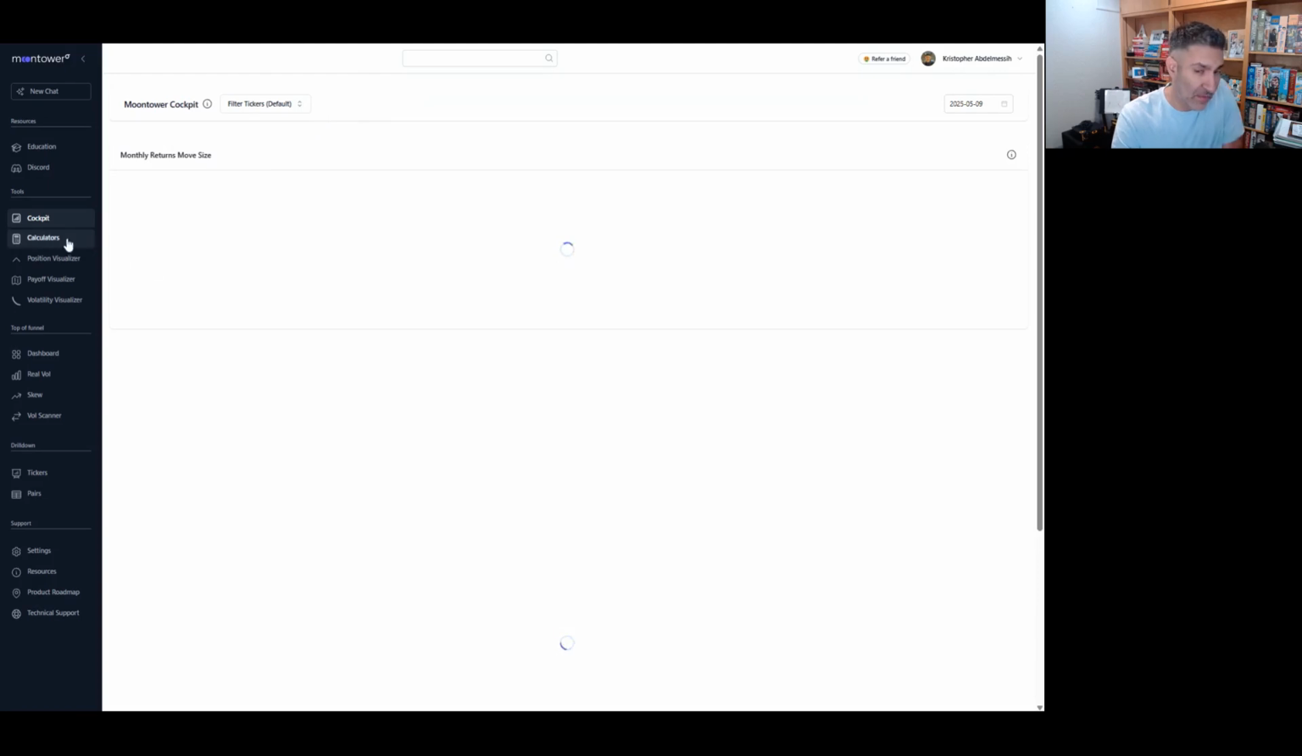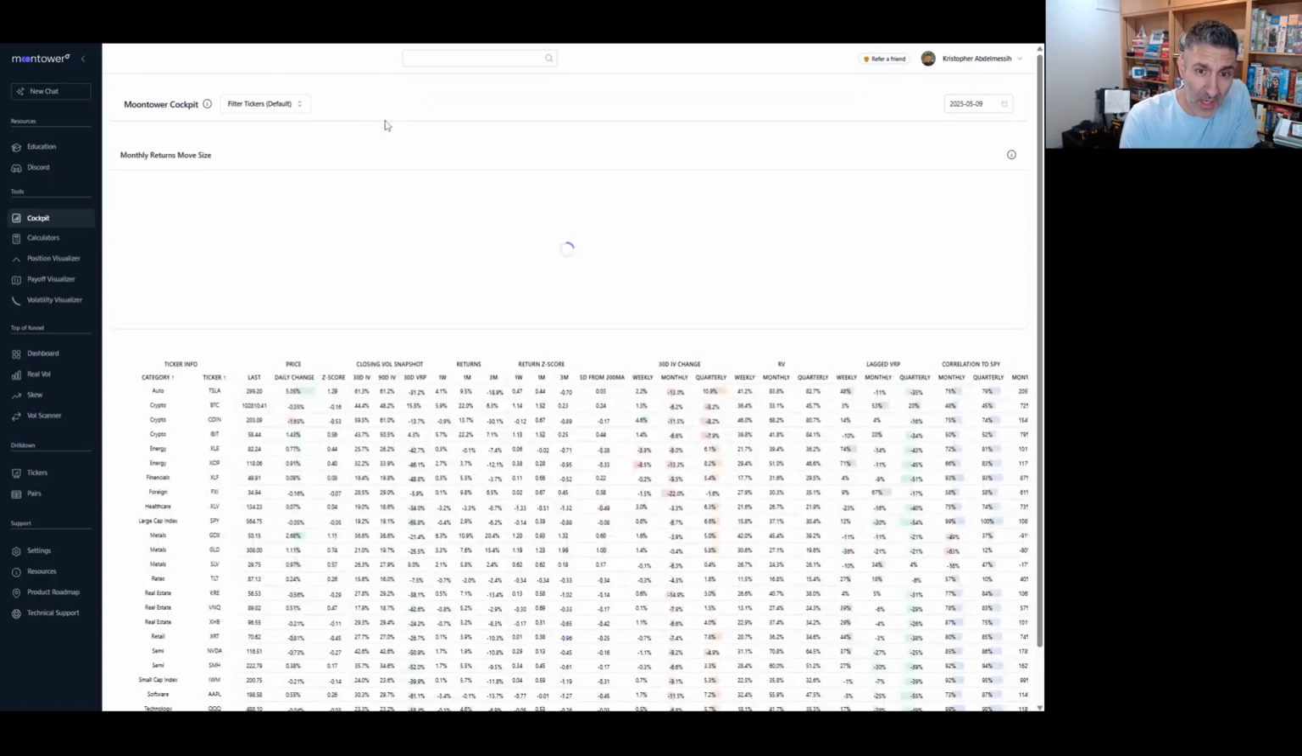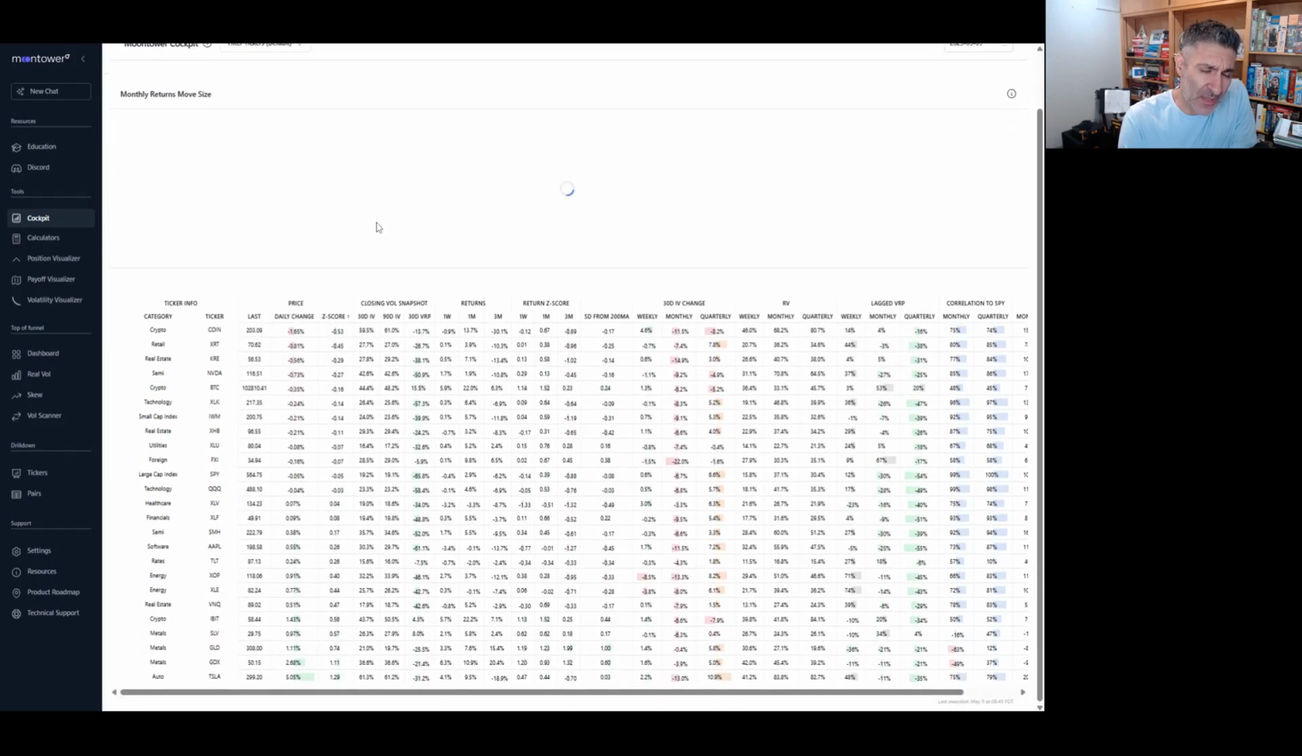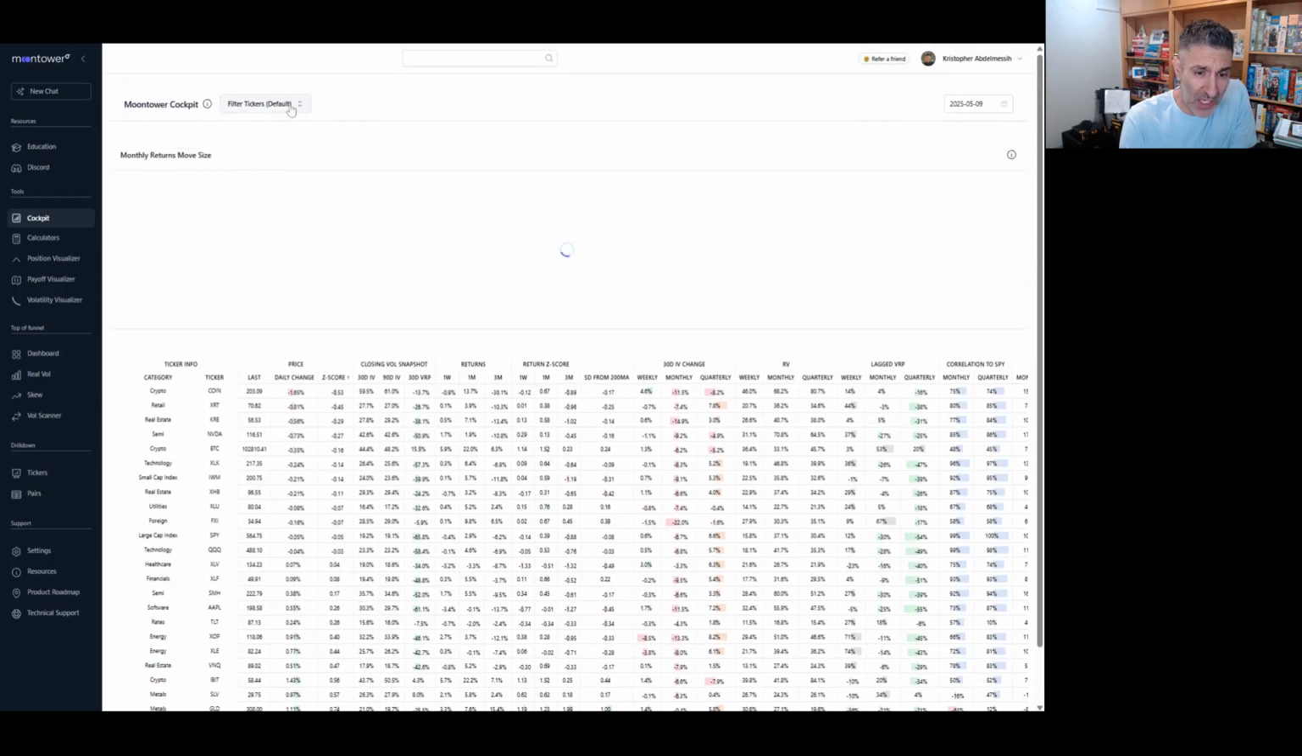It takes a little while to load this one. There are two tools that take a little bit to load that we're working on speeding up. So there's a cockpit right here. I usually go down here and sort this by Z-score.